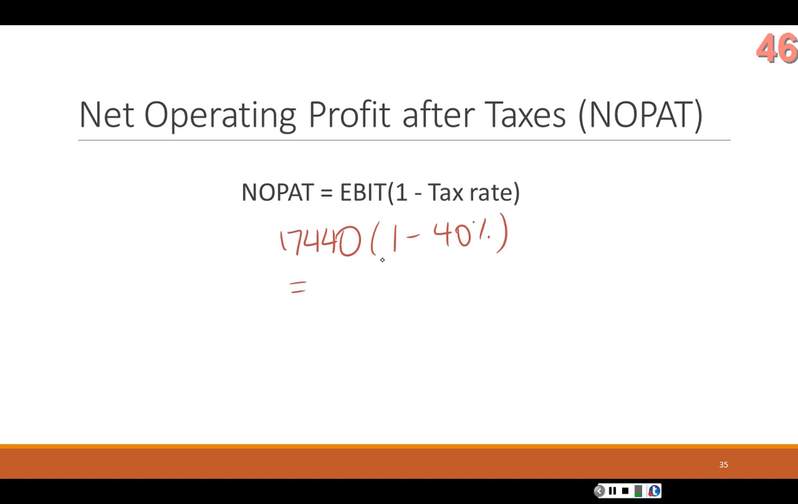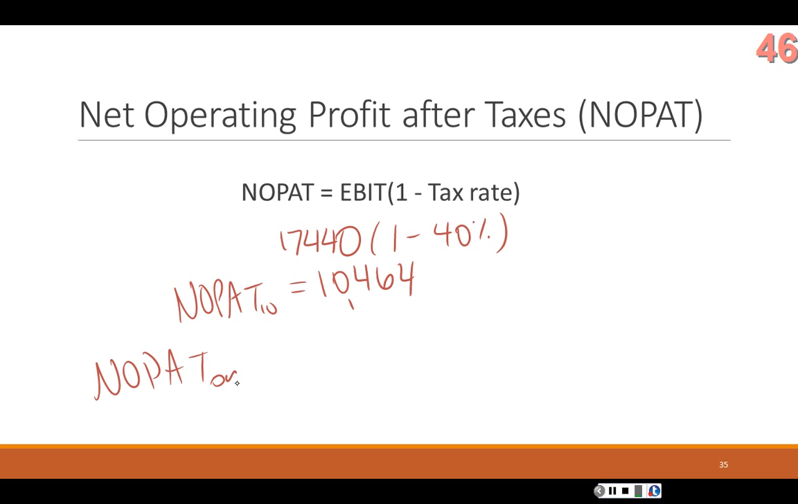That gives us net operating profit after tax for 2010 of $10,464. We can do the same thing for 2009. In 2009, they had earnings before interest and taxes of $209,100. Multiply that by 1 minus the tax rate of 40%, and that gives us $125,460.